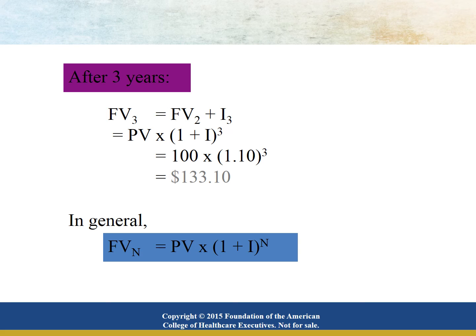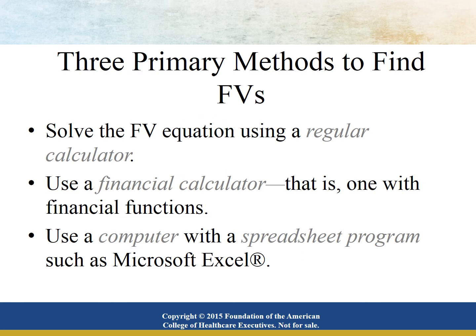So in general, here is the formula. The future value, n is the number of years, equals the present value times 1 plus the interest rate to the power of the number of years. So this n is going to be the same. If we compound over 4 years, the future value in 4 years is equal to the present value times 1 plus the interest rate to the power of 4.